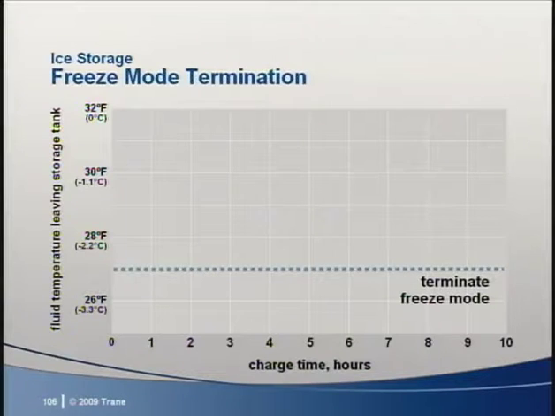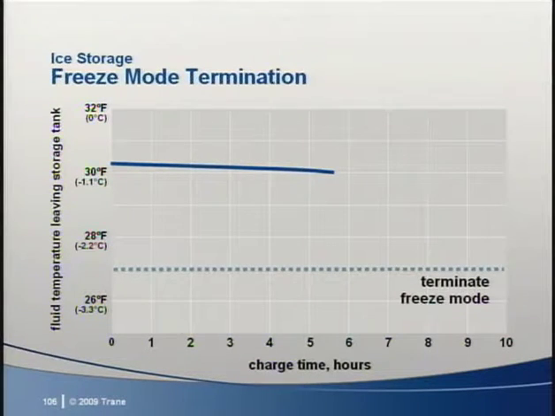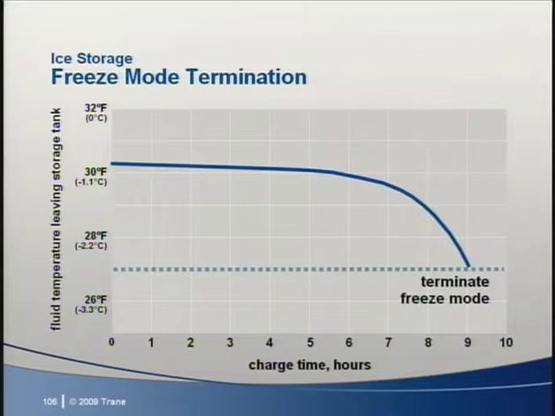But how do we know when to terminate the freeze cycle? Fortunately, there's a reliable signal that is available to indicate the end of the freeze or charge mode. Because of the huge amount of heat transfer surface in the ice tanks, the temperature of the fluid leaving the ice tanks during the freeze cycle remains relatively constant until near charge completion. When almost all of the water is frozen, the ice in the tank begins to subcool and the temperature of the fluid leaving the tank begins to drop. This decrease in leaving fluid temperature can be used as an indicator of when the freeze mode is complete.